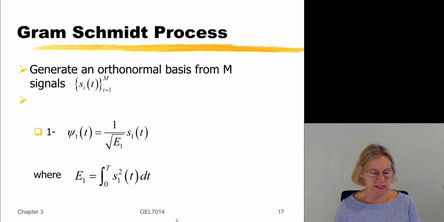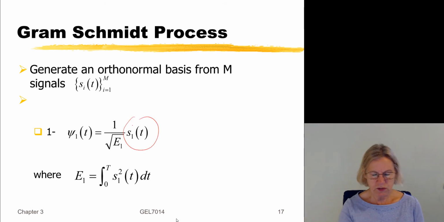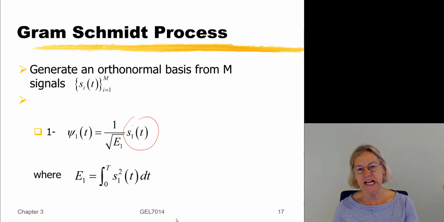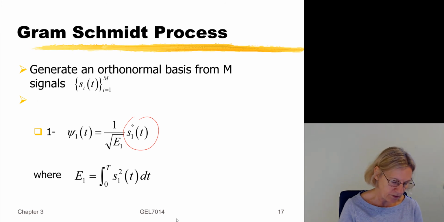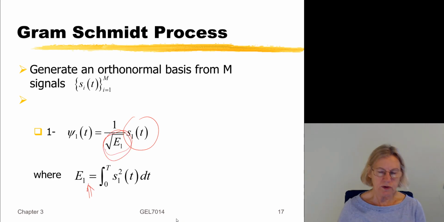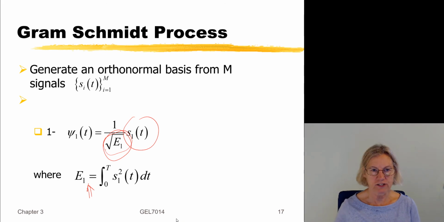So the first thing I do is step one. This is a recipe, I'm just going step by step. Step one: start with the first symbol. It doesn't matter which one. Start with one of them, and that's going to be my first basis vector. It has to be orthonormal, so I have to normalize it. I don't know what the energy of that symbol is, but first I calculate the energy of the first symbol. Then I divide by the square root of the energy, and that becomes my first basis vector, which now has unit energy. That is the step one basis vector.